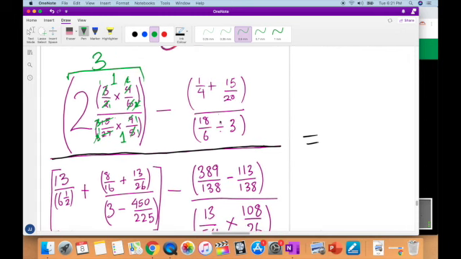So let's work out this part here. A quarter plus 15 on 20. Now if I have 15 on 20, 5 into 15 is 3, 5 into 20 is 4. So this becomes a quarter plus 3 on 4. A quarter plus 3/4 is 4 quarters, which means that this entire thing is 1.